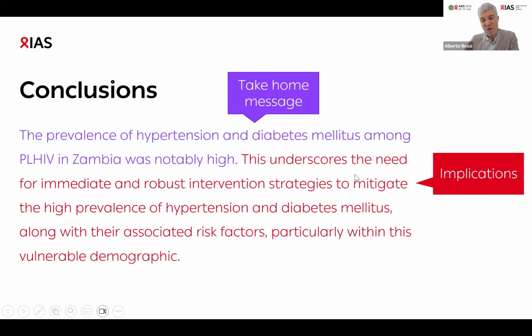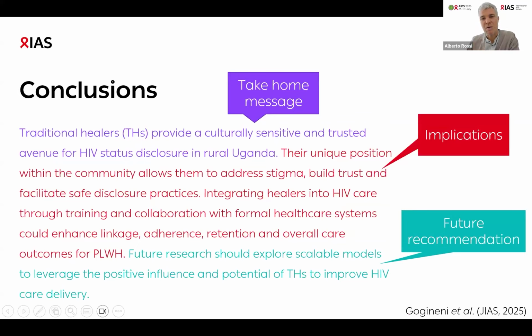So I'm going to give you an example from another study. What you're seeing now is the actual conclusion section of the article, which again, we think is good. I'm not criticizing it, but I'm going to give you now an example from another study, which we think is even better. Of course, now we don't know what the study is about, but you can see here that there are the three key components of a good conclusion section: the take-home message, the implication, and some future recommendation. So I'm going to read just the future recommendation because they really convey well the message. Future research should explore scalable models to leverage the positive influence and potential of traditional healers to improve HIV care delivery. So you can see that, after all the study is completed, the authors sort of want to guide what the next research should focus on in order to move one step forward.